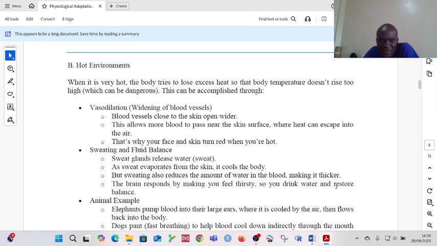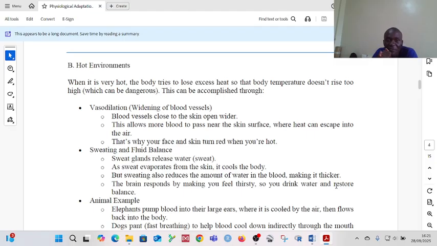When it is hot, our sweat glands will release sweat. As the sweat evaporates from our skin, we cool our body, because of the latent heat of vaporization. But because sweat has a lot of water in it, by sweating we reduce the amount of water within the blood. Once that amount of water in the blood has reduced, the blood will become thicker. So then what happens? The brain responds, the hypothalamus, the thirst center within our brain, will respond by making someone feel thirsty so that you can drink water and restore that balance.